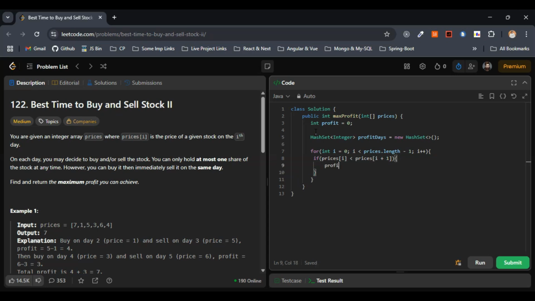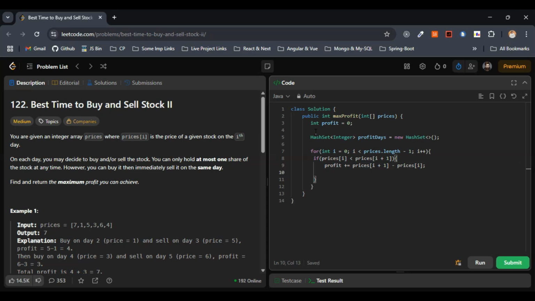I'll just write here profit equals profit plus prices of. So we need to sum up this one, right? Accordingly with the approach, we are just articulating the same thing, whatever we discussed in the approach, in the form of code here. So this one will be prices of i plus 1 minus prices of i. This is fine. So this is just the accumulation of the profit part.